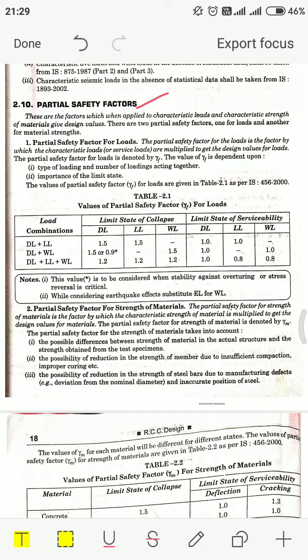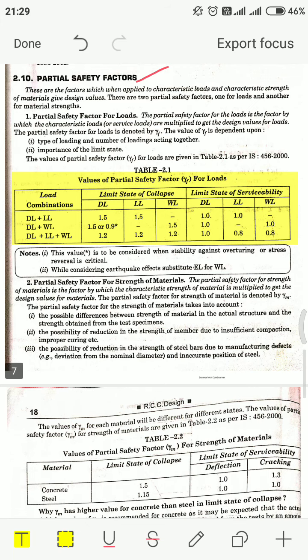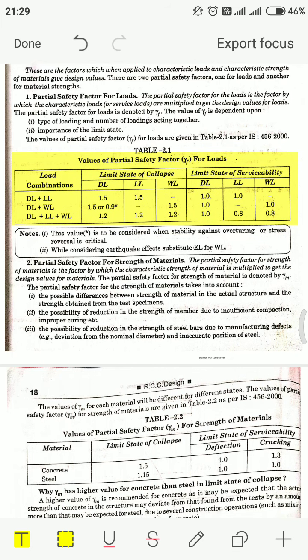So these are the tables for the partial safety factors and their combinations. Load combinations are dead load plus live load, and next is the limit state of collapse and limit state of serviceability, and which value of the partial safety factor we can use for load calculations.